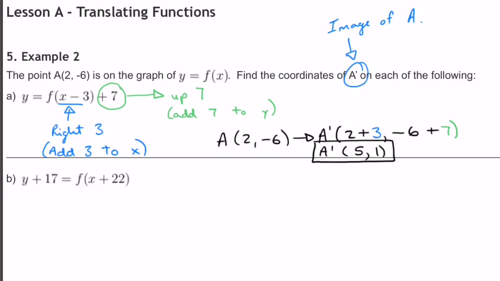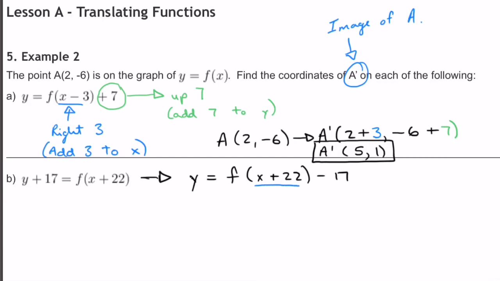Okay, for B, y plus 17 equals f of (x plus 22). The first thing I'm going to do is move that plus 17 to the other side. So I'm going to subtract 17 from both sides, and I get y equals f of (x plus 22) minus 17.